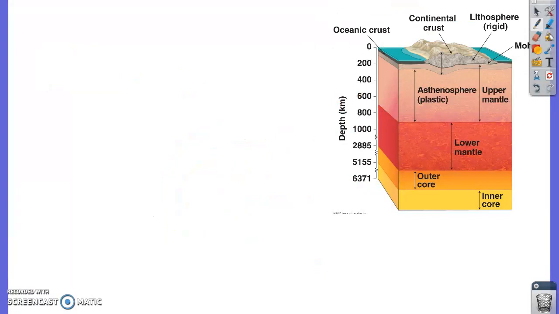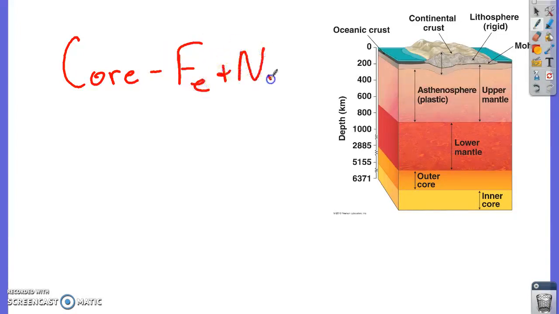So let's look at these different layers a little more specifically. It's not going to get real detailed, but let's start with the core. The core is mostly made of heavier metals, we think, like iron and nickel, predominantly. Part of this has to do with the density and so forth. Now, the inner core is the very hottest, we think. As you get deeper in here, the temperatures get hotter and hotter.